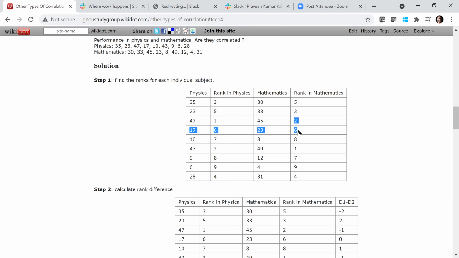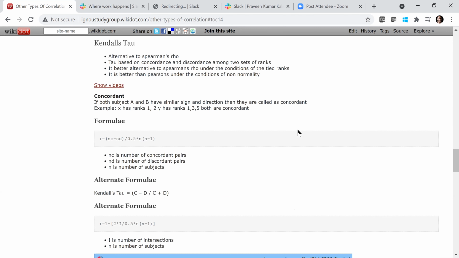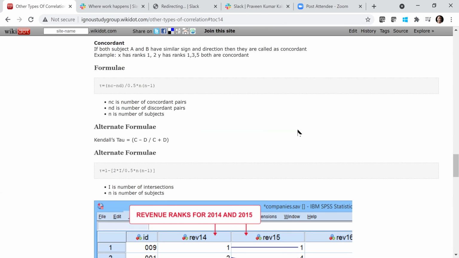Understood the concept? Okay, I take it as yes. So when there is an inverse, you can say that it is discordant. When you go in the same direction, then you call it concordant. If you are going in the same direction, it is concordant. If you are changing the direction, it is discordant.